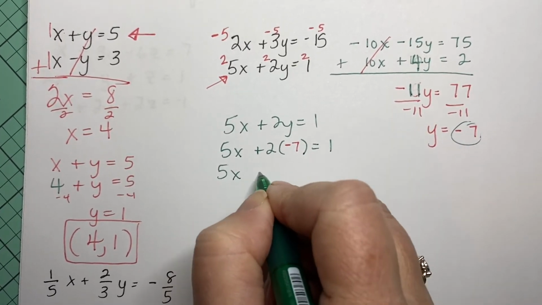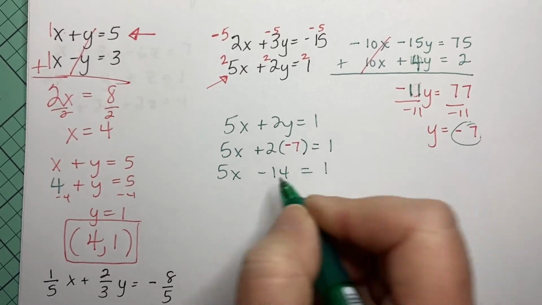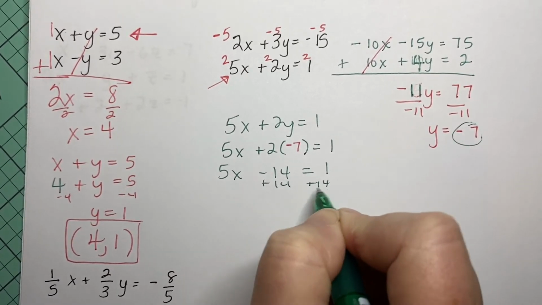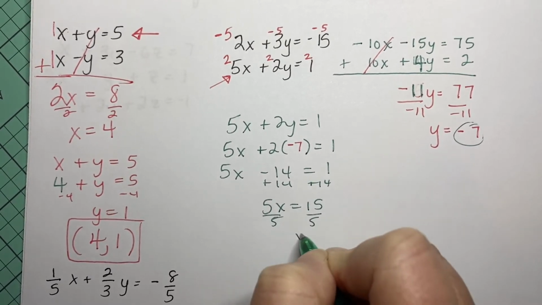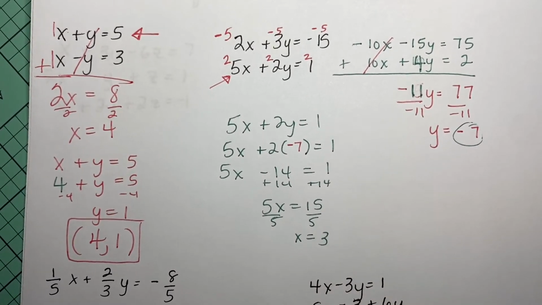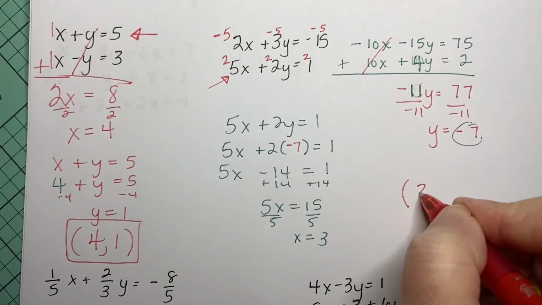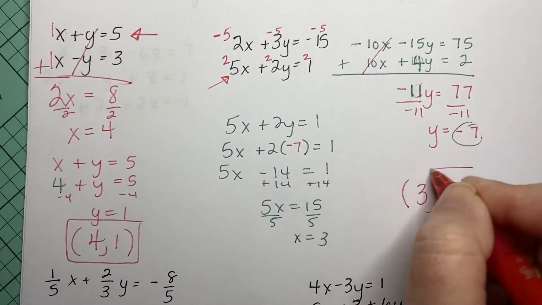So we get 5x minus 14 equals 1. I'm going to add my 14. 5x equals 15. Divide by 5, x equals 3. So my answer is the ordered pair (3, -7).